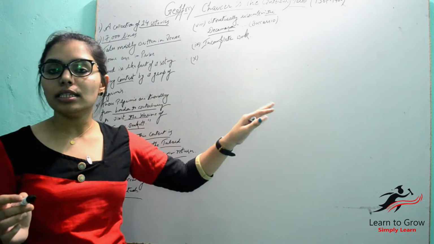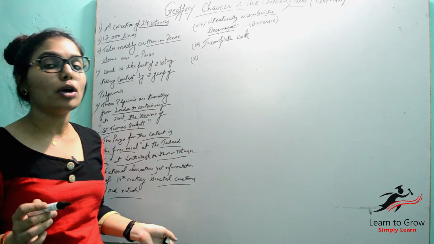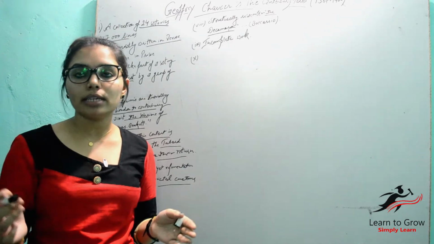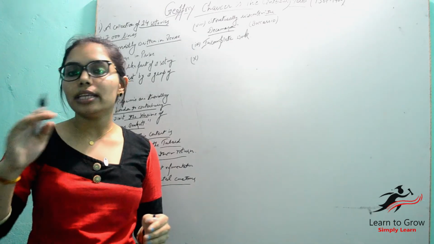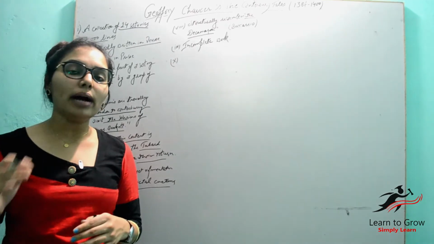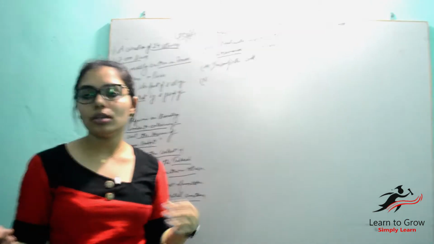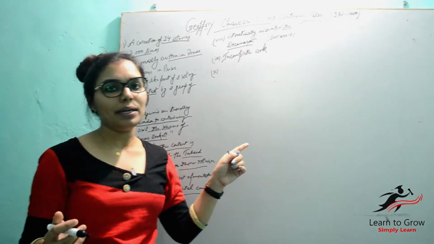Please don't take these things lightly, because they are very, very important from your objective examination, because all the questions will be objective. They would be asking you certain questions, then there will be 4 options, and you have to mark only 1 option. And like other works of Chaucer, this work is also incomplete.